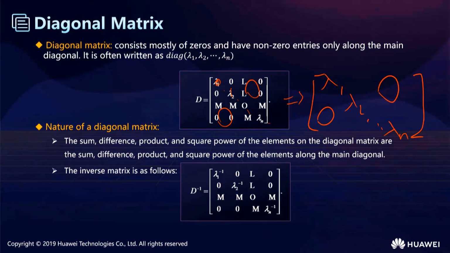It follows these rules: the sum, difference, product, and square power of diagonal matrices are the sum, difference, product, and square power of the elements along the main diagonal. And the inverse of a diagonal matrix is obtained by inverting every diagonal element. That's very easy to understand.